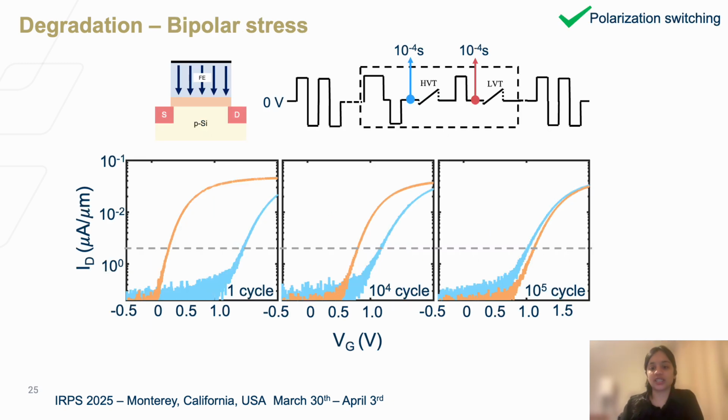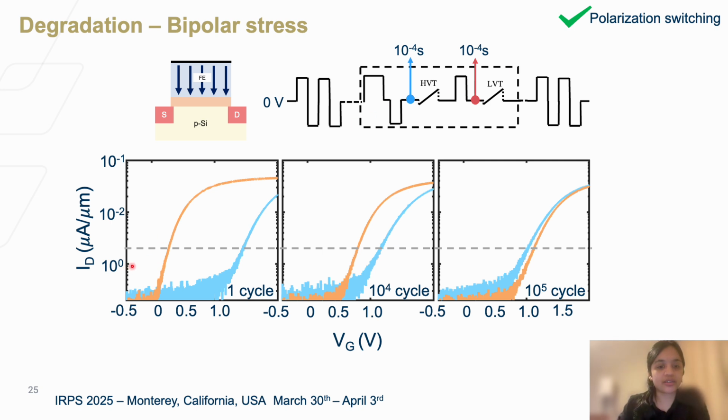So now let's get into the details. Now, if we apply bipolar stress and intermittently measure the memory window with certain read delays, the key thing to note is that there is going to be polarization switching during the bipolar stress conditions. In each pulse, positive and negative, we will see polarization switching.